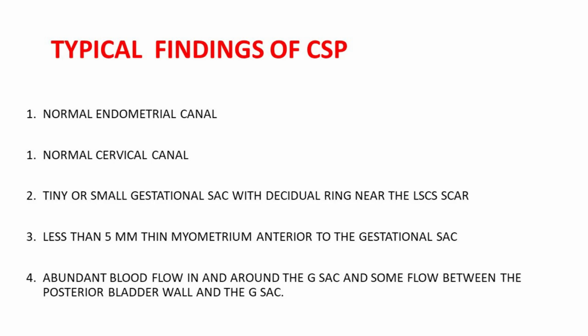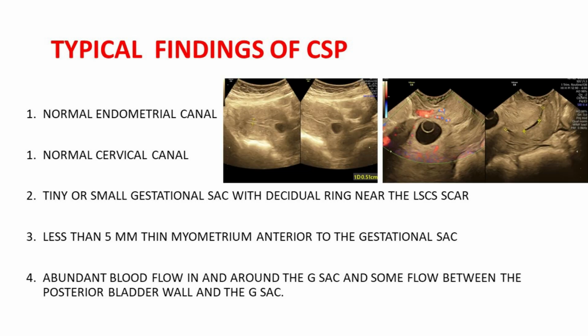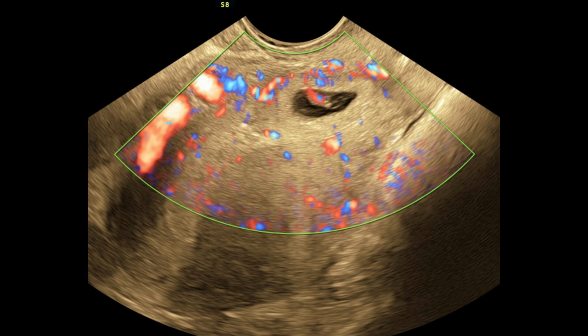Now we'll discuss all the findings to be diagnosed as CSP sonographically. One, we have to see a normal endometrial canal. Second, a normal cervical canal. Third, a tiny or small gestational sac with residual ring. Fourth, less than 5 mm thin endometrium anterior to the gestation. And fifth, abundant blood flow in and around the G-sac and some flow between the posterior bladder wall and the G-sac, which was also present in our quiz.